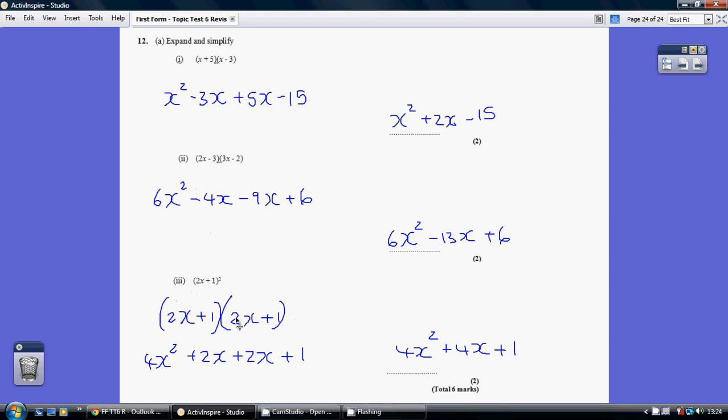So 2x times 2x is 4x squared. 2x times 1 is 2x. 1 lot of 2x is 2x. 1 times 1 is 1. Gathering together our x's in the middle, we get 4x squared plus 4x plus 1.